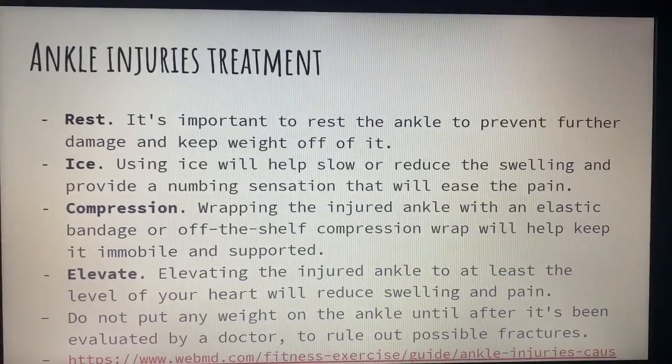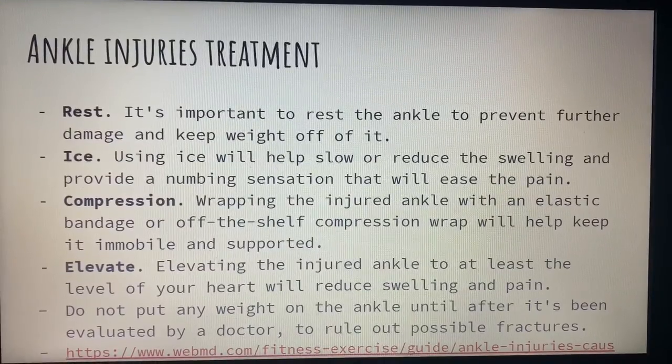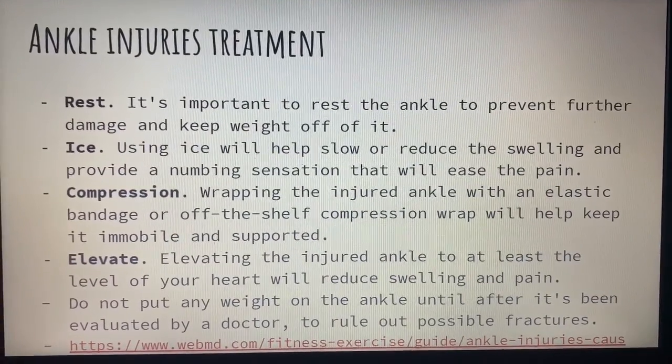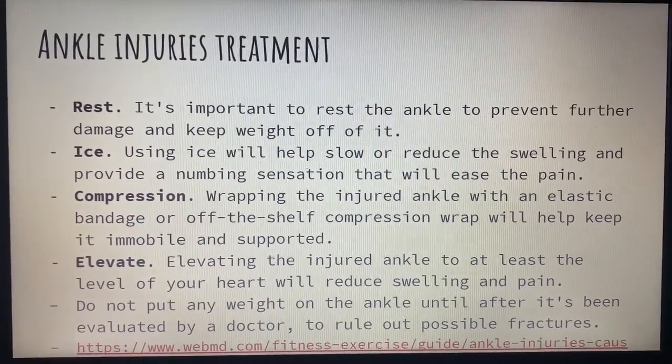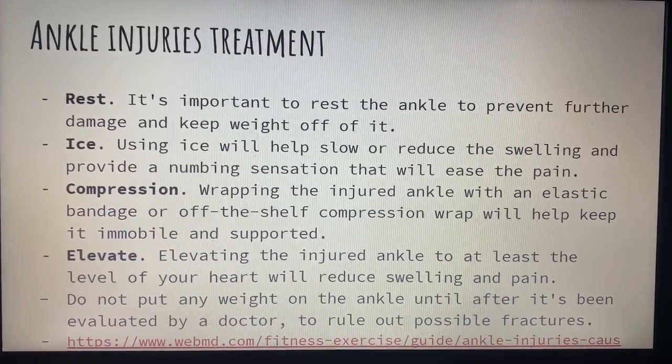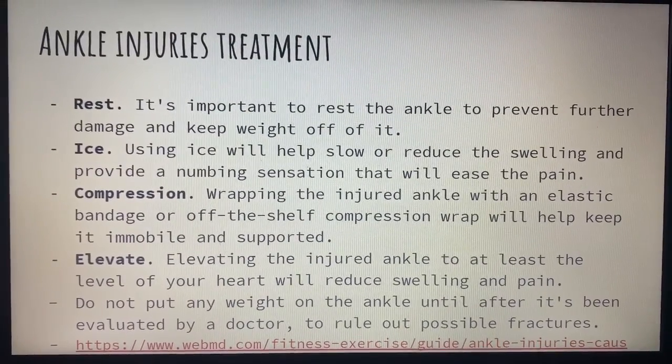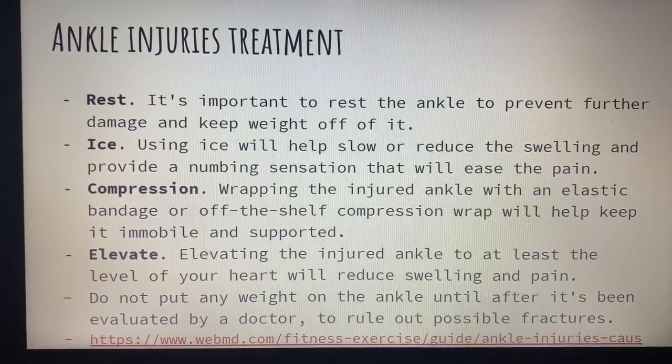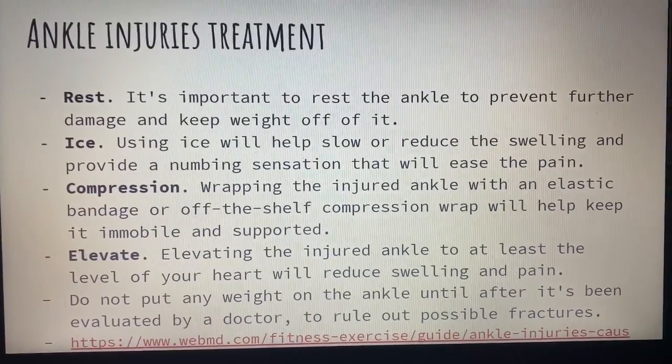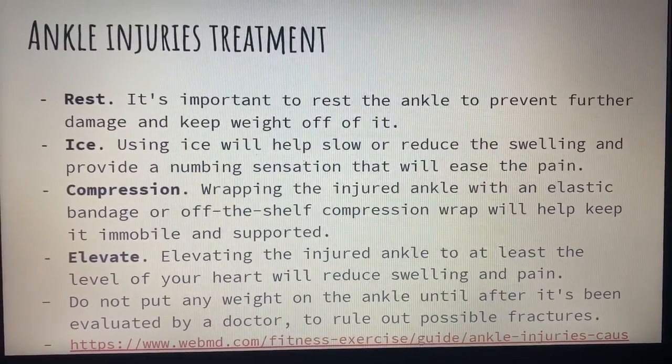Treatment for ankle injuries, such as a first degree or first grade sprain, includes rest, ice, compression, and elevation. For rest, you don't want to be continuing your activity or sport with an ankle sprain because you don't want to risk further damaging it.